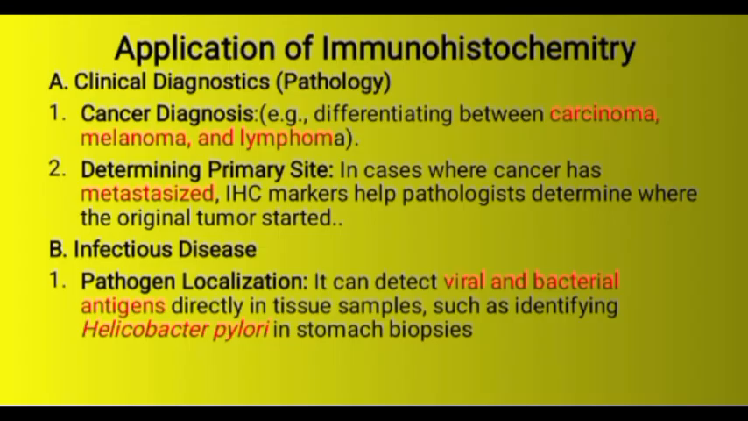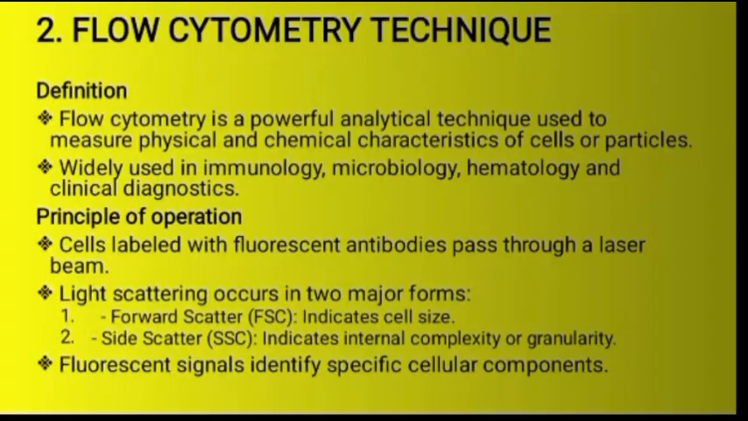So in the case of, let's say, the Helicobacter pylori, which is a pathogen that is causing a secondary ulceration in the human body, that can be used to detect the presence of this etiological agent on the surface of the stomach. Another technique used in clinical and diagnostics approach under immunology is flow cytometry.